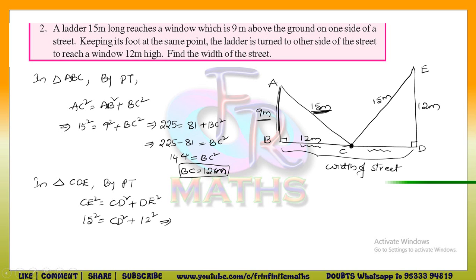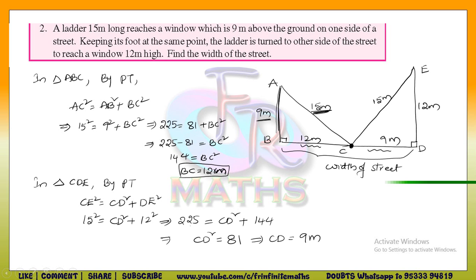Now clearly 15 square is 225 is equal to CD square plus 12 square is 144. So we can simply say that CD square is equal to 225 minus 144, which is nothing but 81. Clearly CD is equal to 9 meters. So this length is 9 meters.